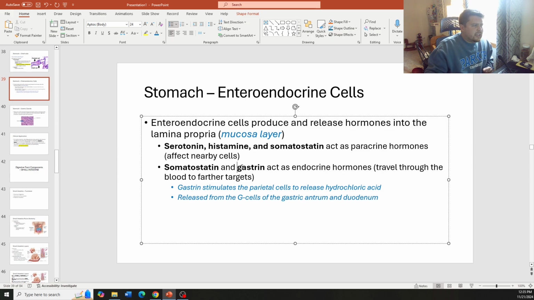But I just want you to know that gastrin specifically is what goes and stimulates those parietal cells to release hydrochloric acid. And this is more future knowledge. You don't get this specific in this course, but you will in the future. They are released from G cells from the gastric antrum and the duodenum.